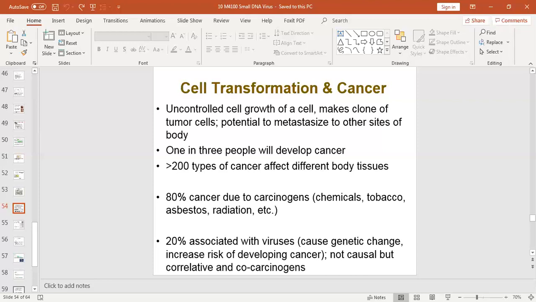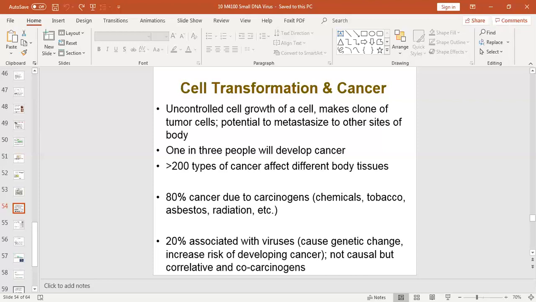Cancer has the potential to metastasize, meaning that it can travel from its original site to other sites of the body and involve other tissues and organs. 1 in 3 people will develop cancer in their life, and there are over 200 types of cancers that affect different tissues of the body.